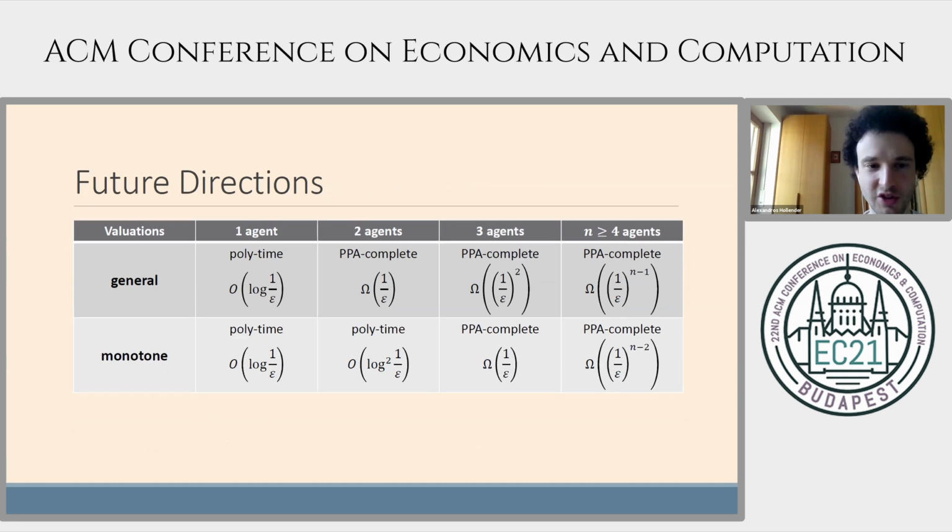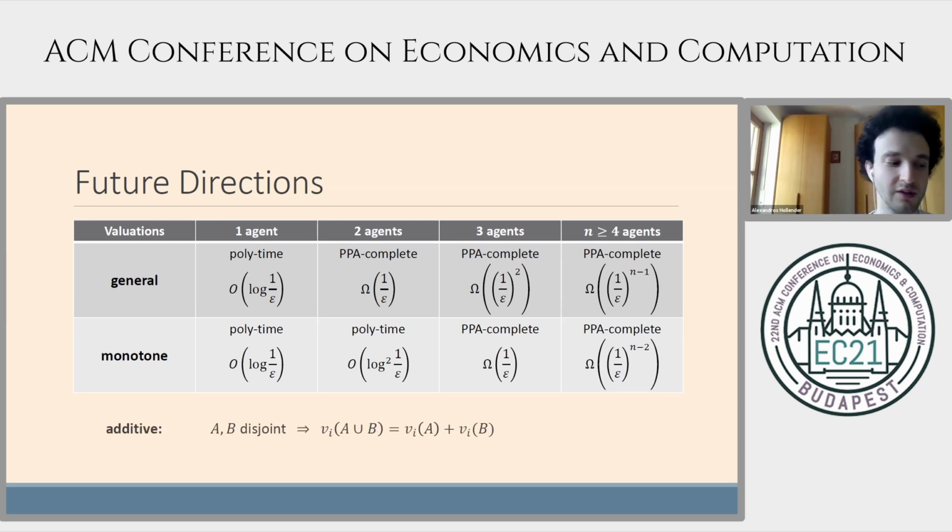Let me just finish by mentioning future directions, or in fact just one future direction that we think is quite important. So I've just pasted in the table from before here. We have these general valuations, then we have the monotone valuations that are special case of general valuations. And there is another class of valuations that's a special case of monotone valuations, and which is actually a very important class, which is very widely studied, which are additive valuations.